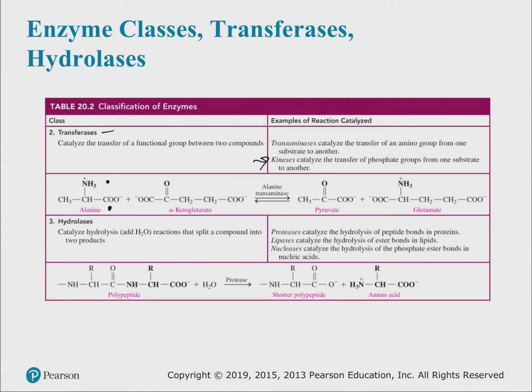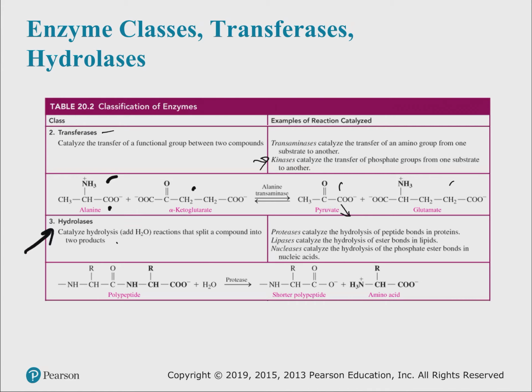Here we have an alanine, and it's going to transfer the amino group from the alanine to something called alpha ketoglutarate. The alanine, when it loses that amino group, becomes pyruvate, and alpha ketoglutarate becomes glutamate, which we know is a neurotransmitter. So this is an important reaction, not just because it generates pyruvate, which will go on to the citric acid cycle, but glutamate is also important neurologically. So transferases move functional groups between two compounds.